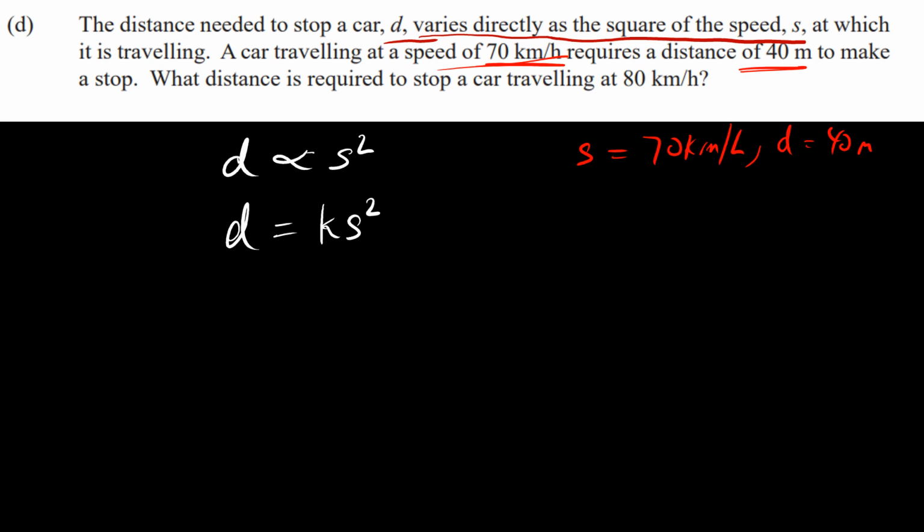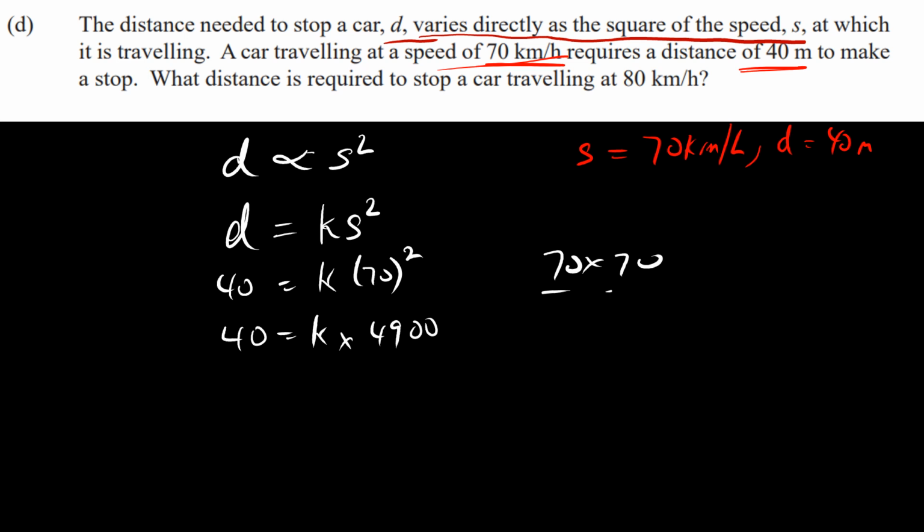So d in this case is going to be 40. Let's write that. k we're not sure, we're trying to find that. s is going to be 70, and we're going to square it. Now we want to find what k is. Let's write back the 40, write back the k, and the square of 70: 7 times 7 is 49, and square the 0, that should be 2 zeros, so 4900. In other words, 70 times 70. 7 7s are 49, and put back the 2 zeros, 4900.